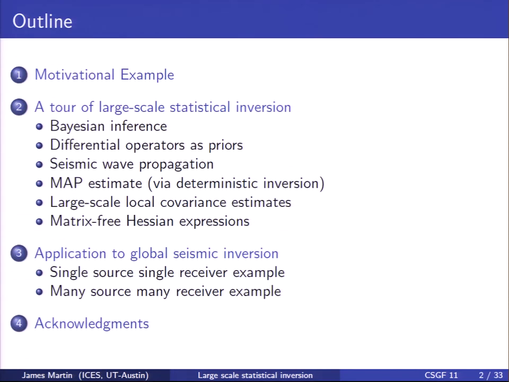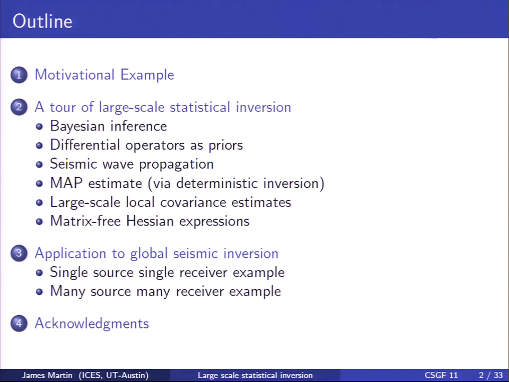Okay, so I want to start with a quick motivational example that will demonstrate why we're trying to do what we're doing. And then I'm going to do what I call a tour of large-scale statistical inversion. There's a whole lot to this. I could spend an hour on any one of these topics, and I have about a minute and a half for each of them. So I'm going to try and pick out the things that are the most interesting and give kind of a general idea, but in no way is it going to be complete.